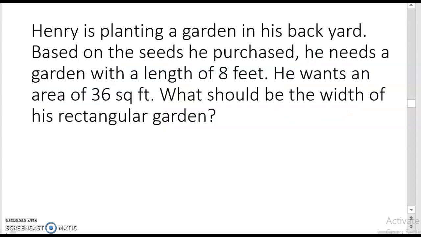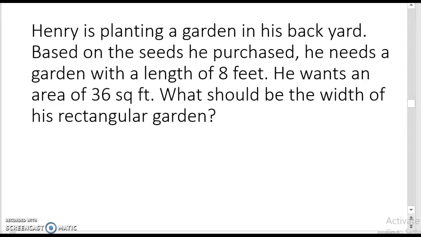So let's go ahead and talk about Henry. Henry's planting a garden in his backyard. Based on the seeds he purchased, he needs a garden with a length of 8 feet. And he wants an area of 36 square feet. So what should be the width of his rectangular garden?